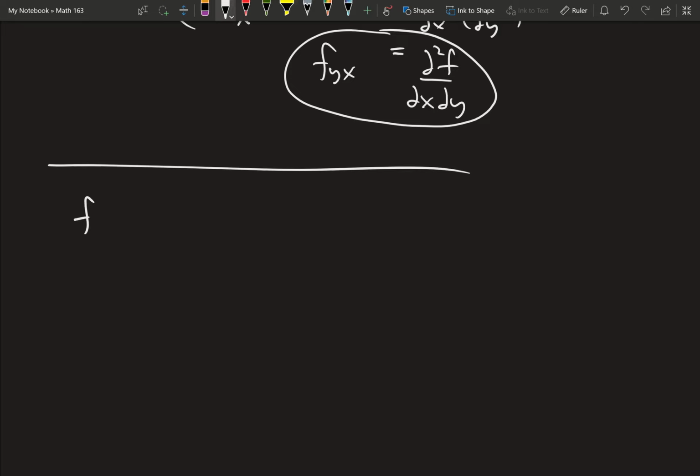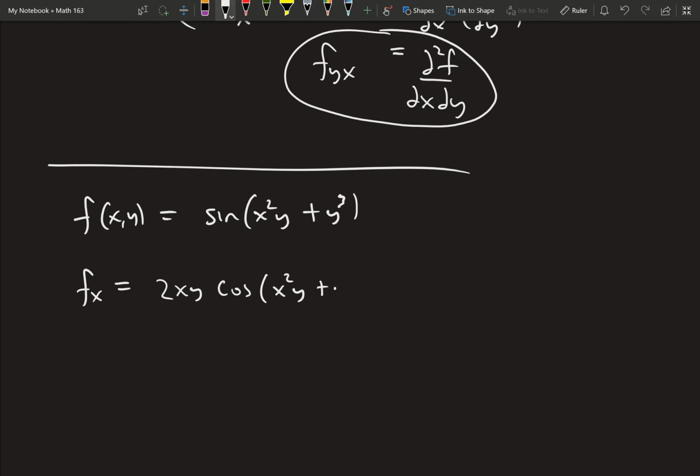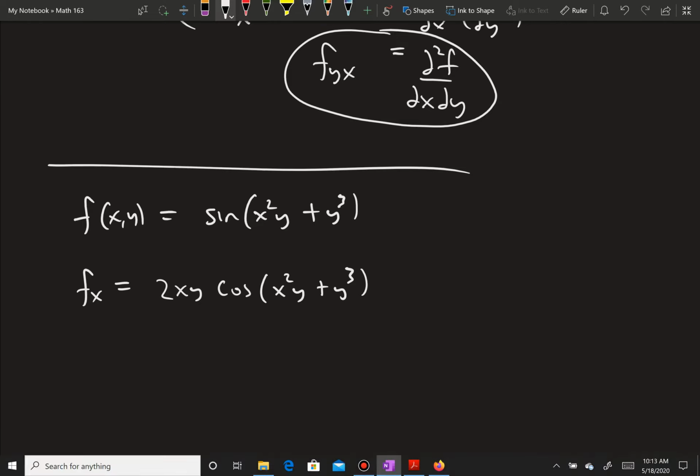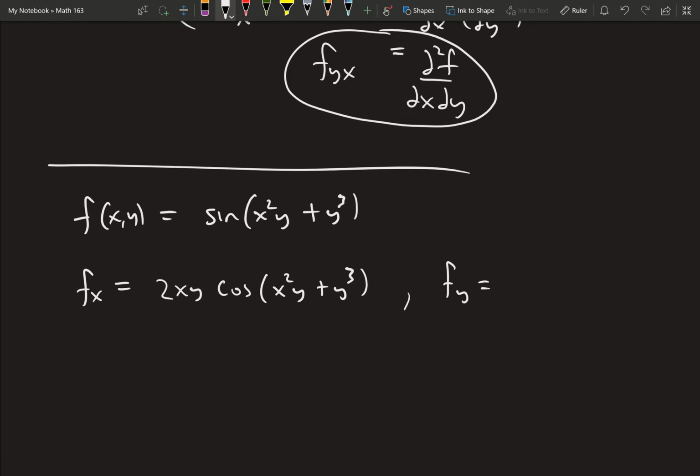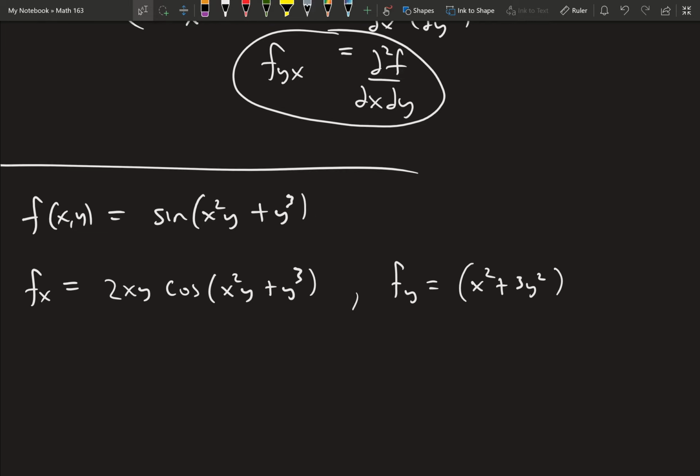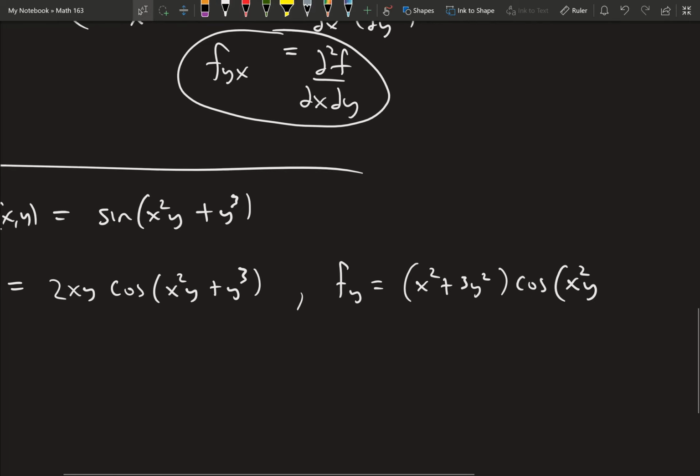So we started off with f of (x,y) being the sine of x squared y plus y cubed. And we saw that the partial with respect to x was 2xy cosine of x squared y plus y cubed. And we saw that the partial with respect to y was x squared plus 3y squared times the cosine of x squared y plus y cubed.